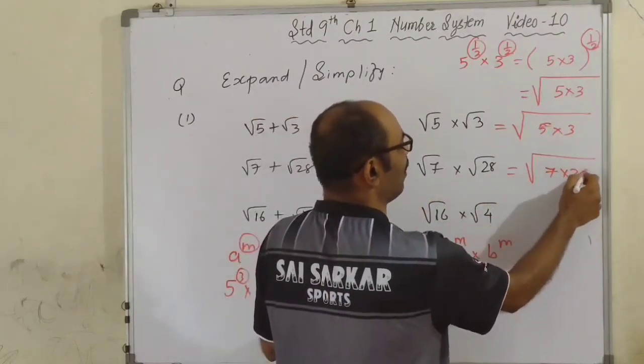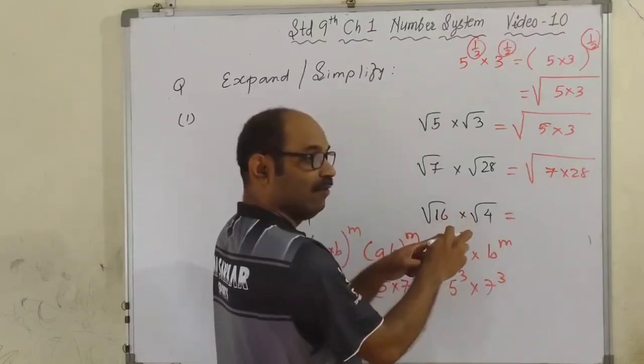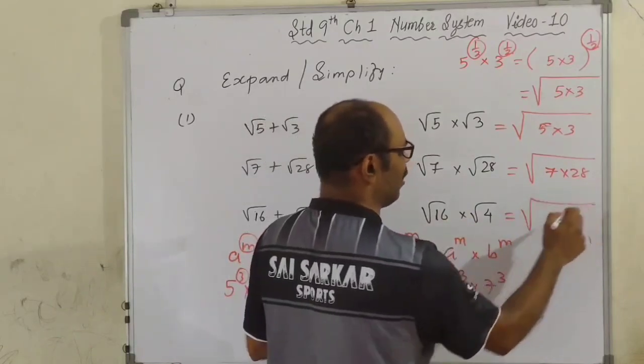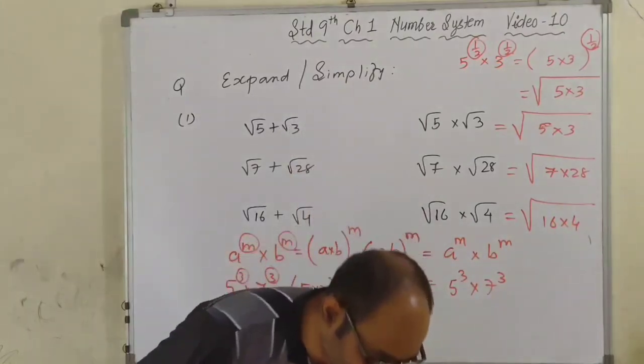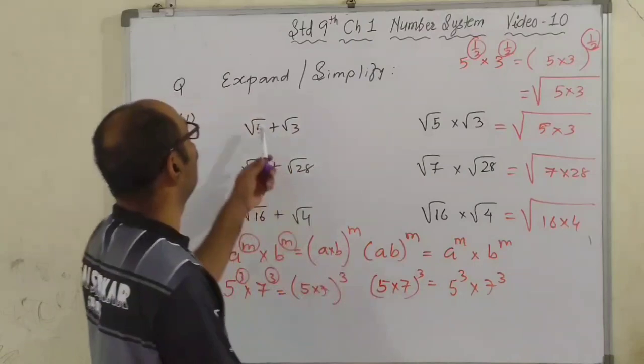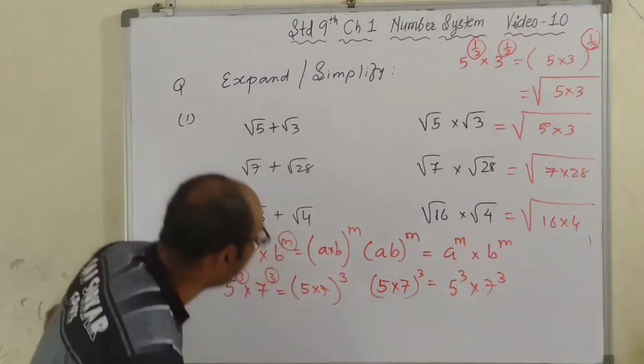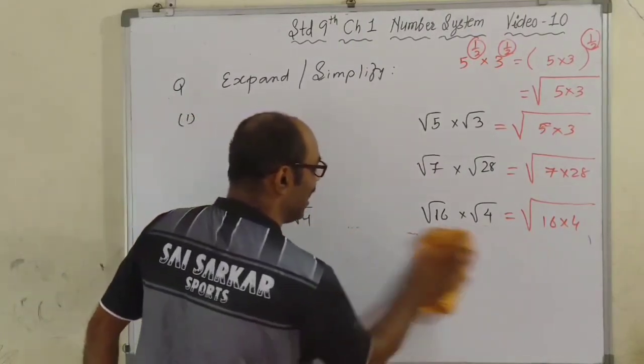And inside you can write 7 into 28. Product of two square roots. So one square root bana do or andar likh do 16 into 4. Are you getting me? But that is not true for addition. Addition mein aisa koi rule nahi hai.